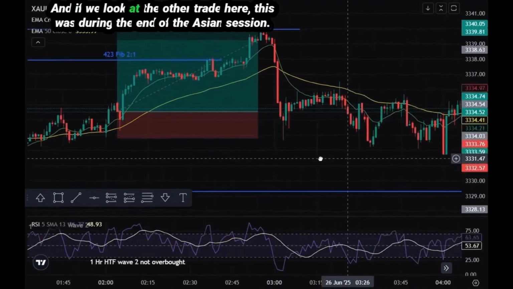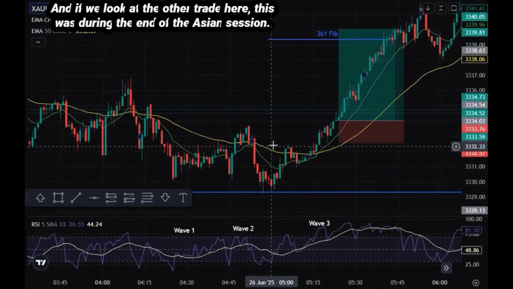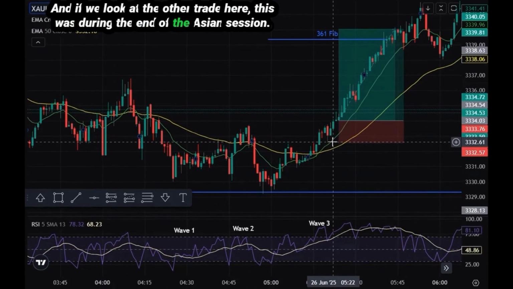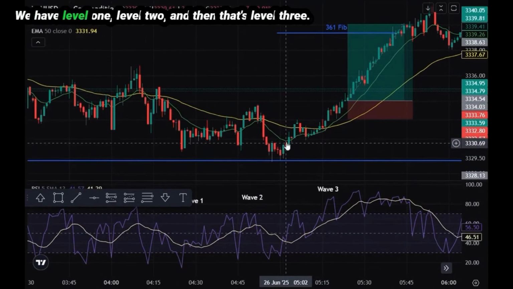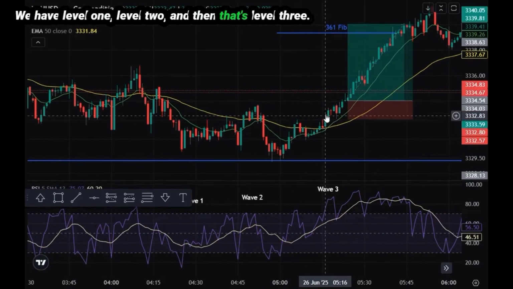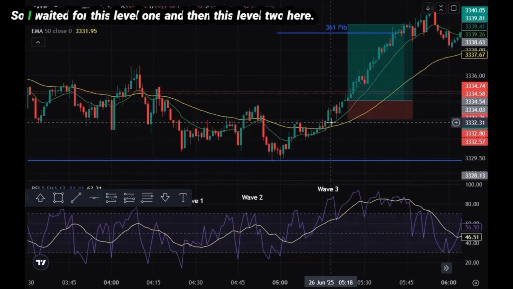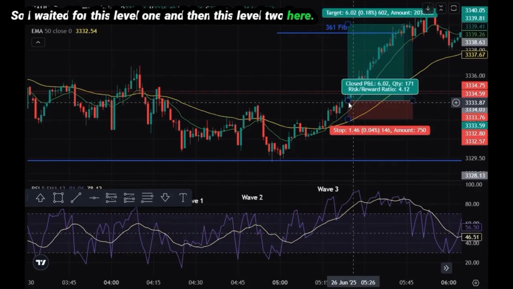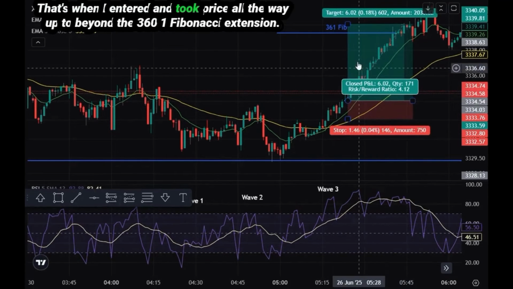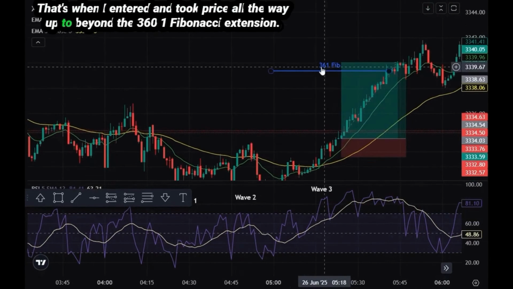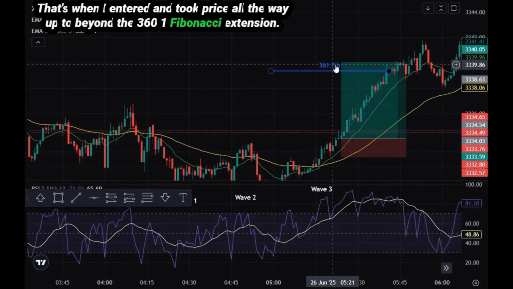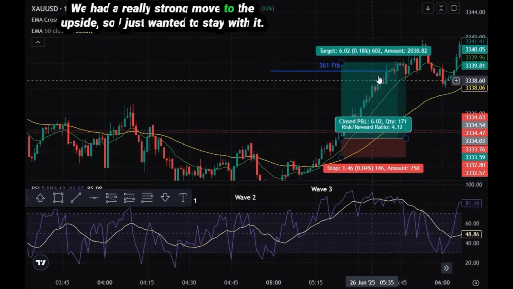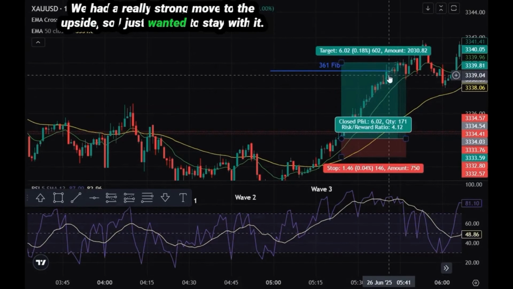And if we look at the other trade here, this was during the end of the Asian session. We have level 1, level 2, and then that's level 3. And so I waited for this level 1 and then this level 2 here. That's when I entered and took price all the way up to beyond the 361 Fibonacci extension. We had a really strong move to the upside. So I just wanted to stay with it.